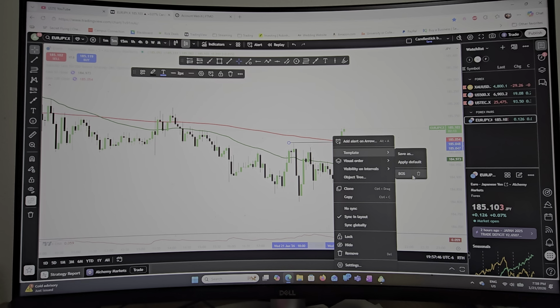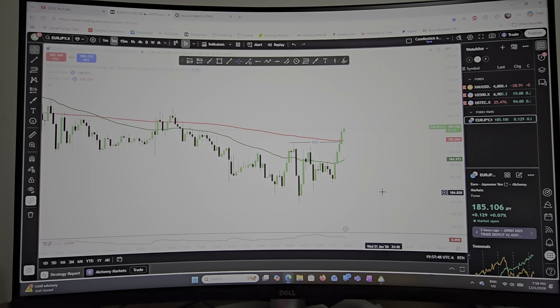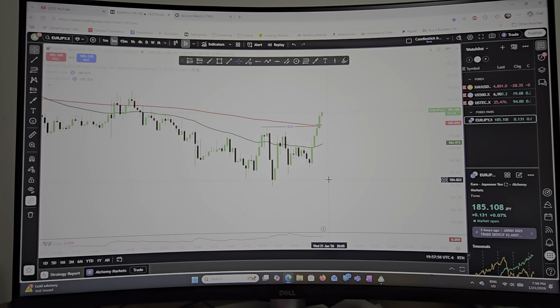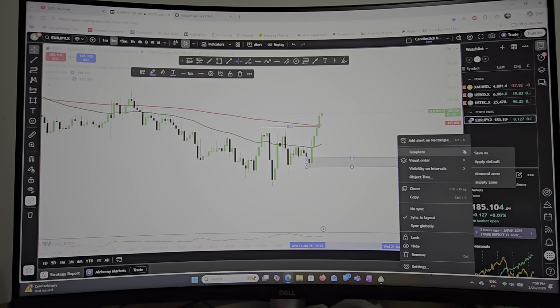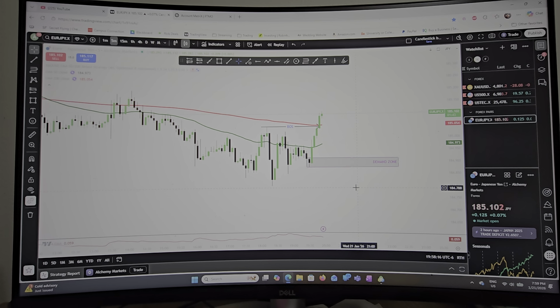I'll call this a break of structure for the bearish trend. After identifying the break of structure, now this is a reversal anyways. So we identify the break of structure. Now we just mark our supply demand zone, which would be the candle before the aggressive buy movements, and this would be our demand zone.